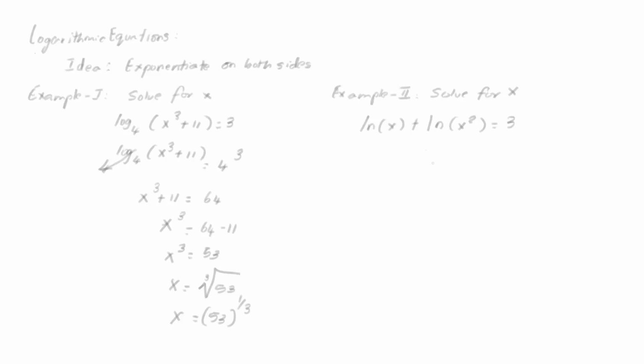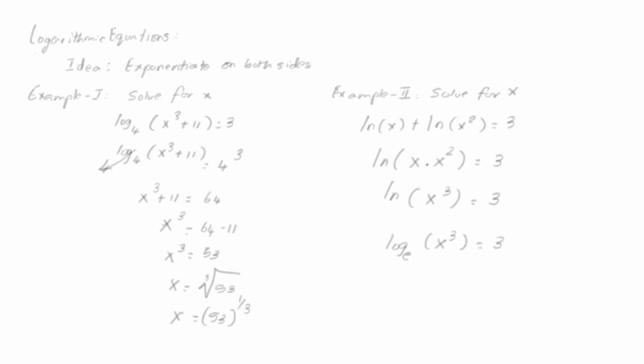So I could use the multiplication rule of logarithms because there's a plus sign and there are no constants in front of the logs, so I could combine them and write it as natural logarithm of x times x squared equals 3. But x times x squared is x cubed, so natural logarithm of x cubed would equal 3. We all know that natural logarithm is nothing but log base e of x cubed equals 3.